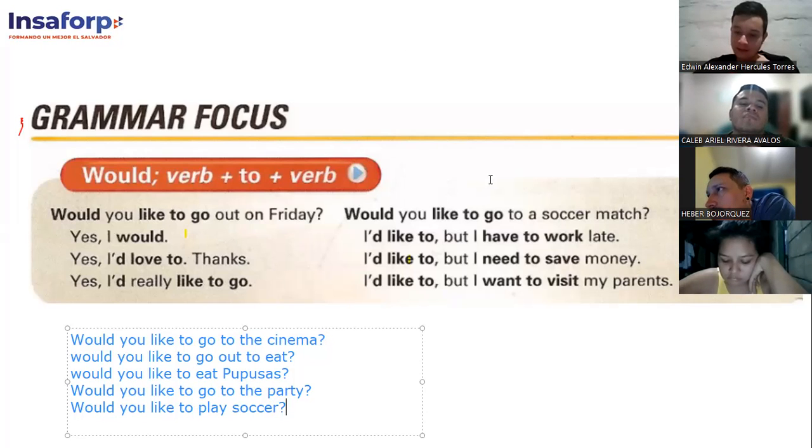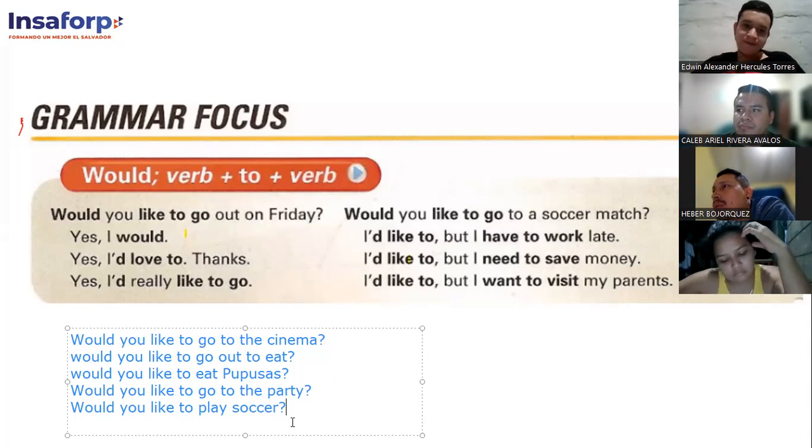Would you like to eat McDonald's or Burger King? Would you like to eat McDonald's? Okay, that sounds good. Very nice. So I can see you can make invitations. That's great.